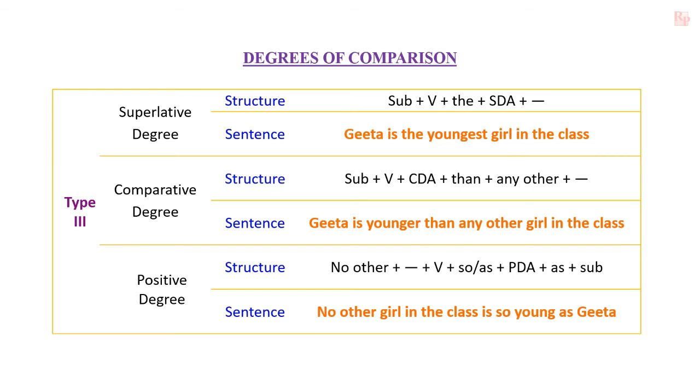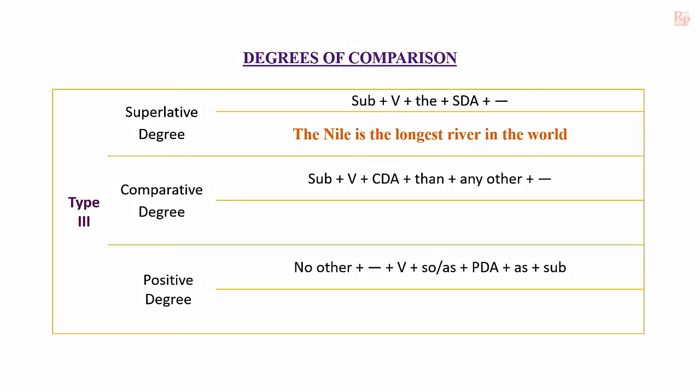Superlative degree must be preceded by the article "the" before the superlative degree of the adjective. Like that, the comparative form of the adjective must be followed by "than", and the positive form of the adjective should be written between "so" and "as". Then let us see some examples.